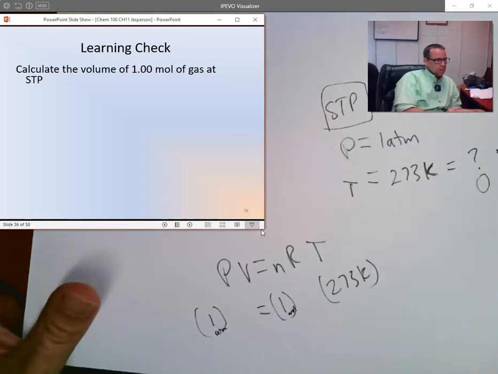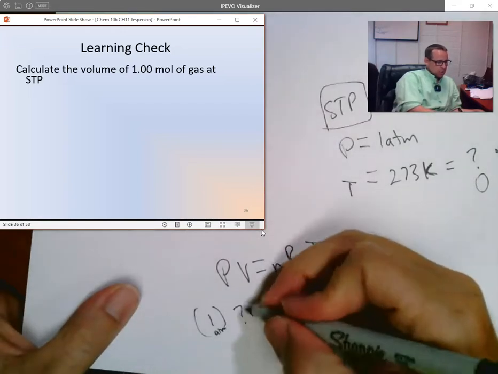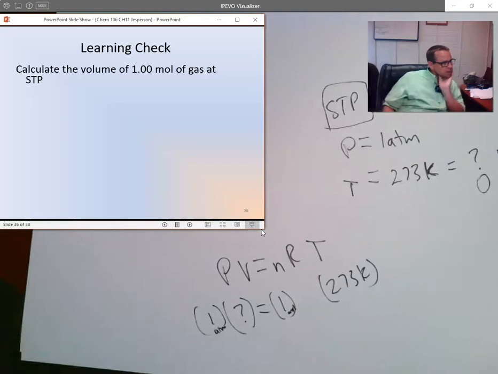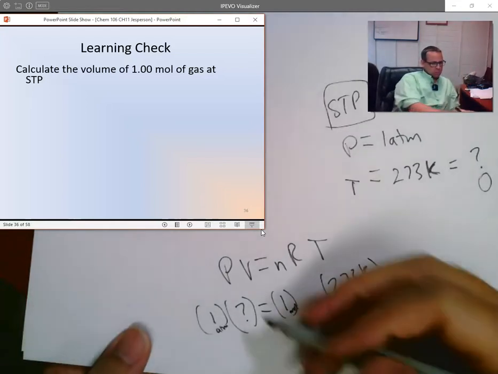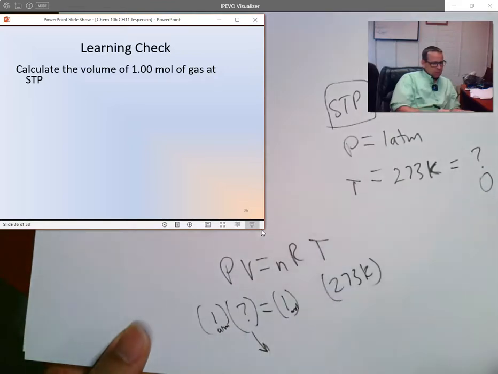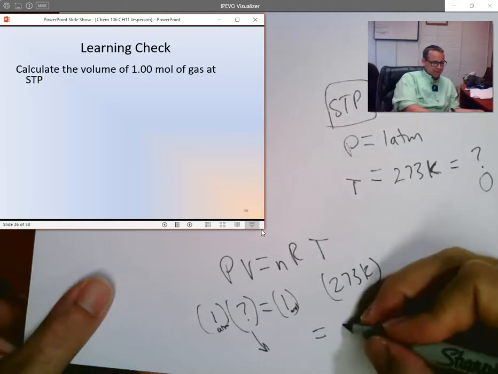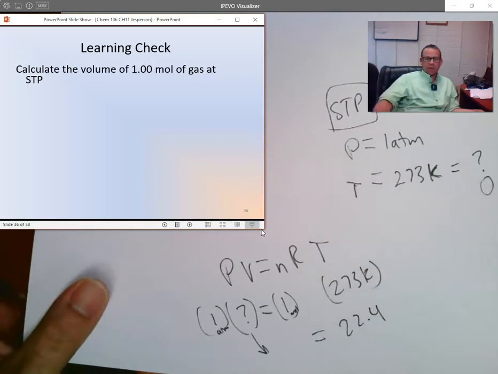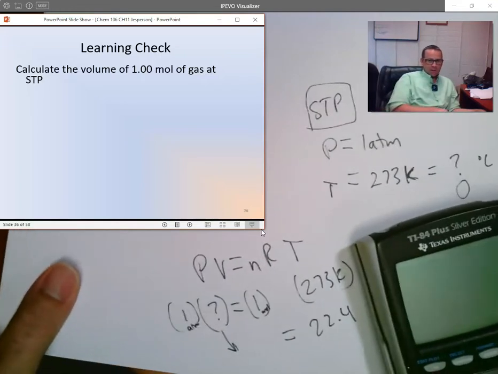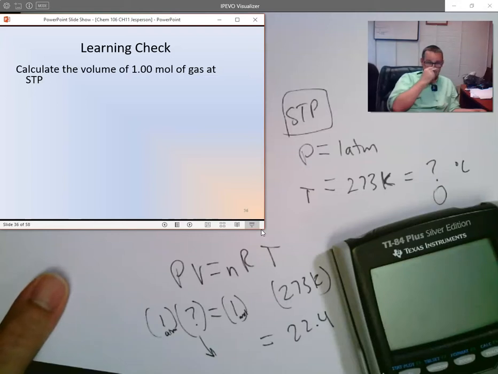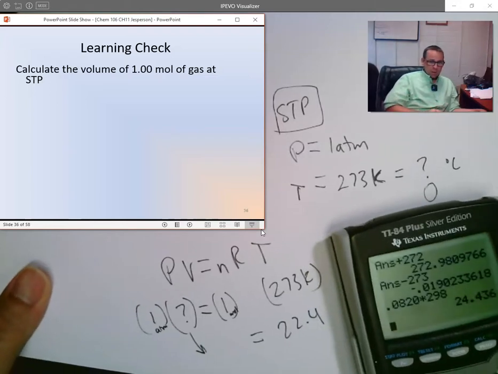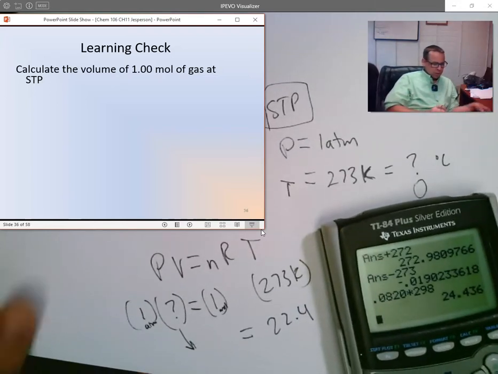All right. Our volume is what we're after. Chad, you want to finish this up for us? What will the resulting volume be for this 1 mole of gas at STP? 22.4. That's the fairy tale or the legend. Let's see if it's right. Okay? So let's put it into our math here.